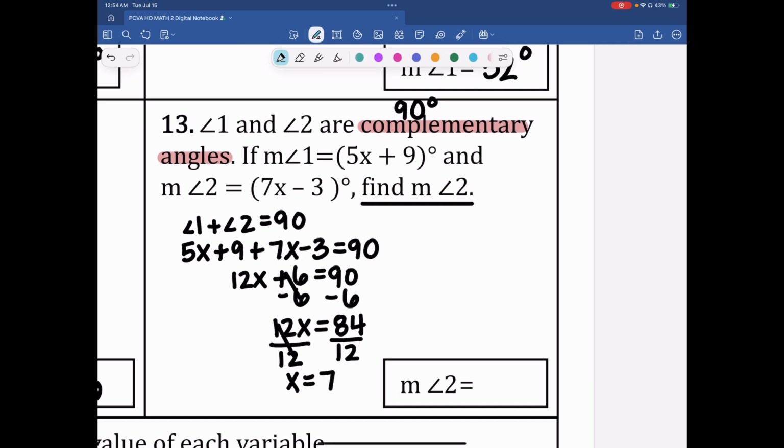So again, they want us to find the measurement of angle 2. So we're going to take 7 and we're going to substitute that into 7x minus 3. So 7 times 7 is going to be 49 minus 3. That's going to give me 46 as my angle measurement for number 2. And of course, if I wanted to find the measure of angle 1, I would say 90 minus 46, and that would give me the measure of angle 1, which is going to be 44.